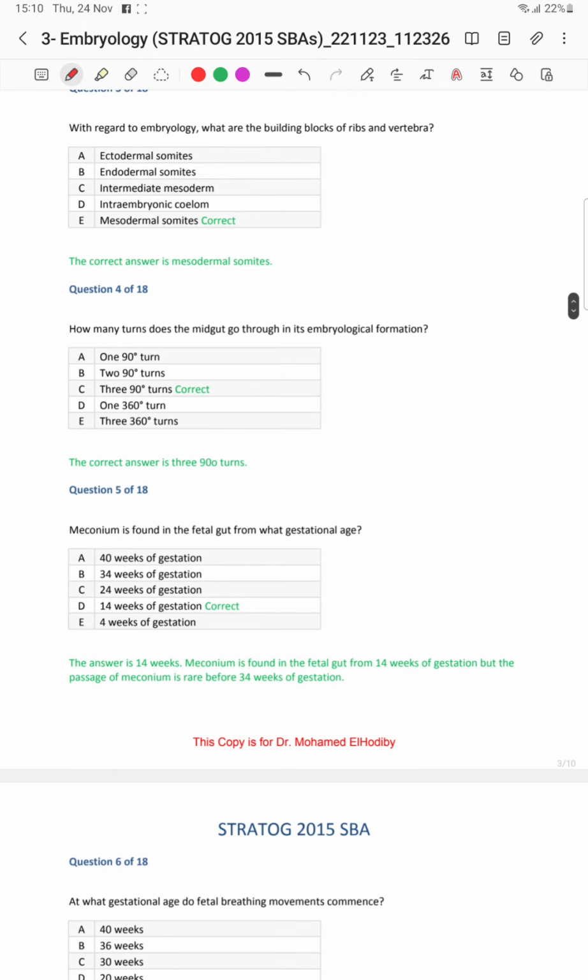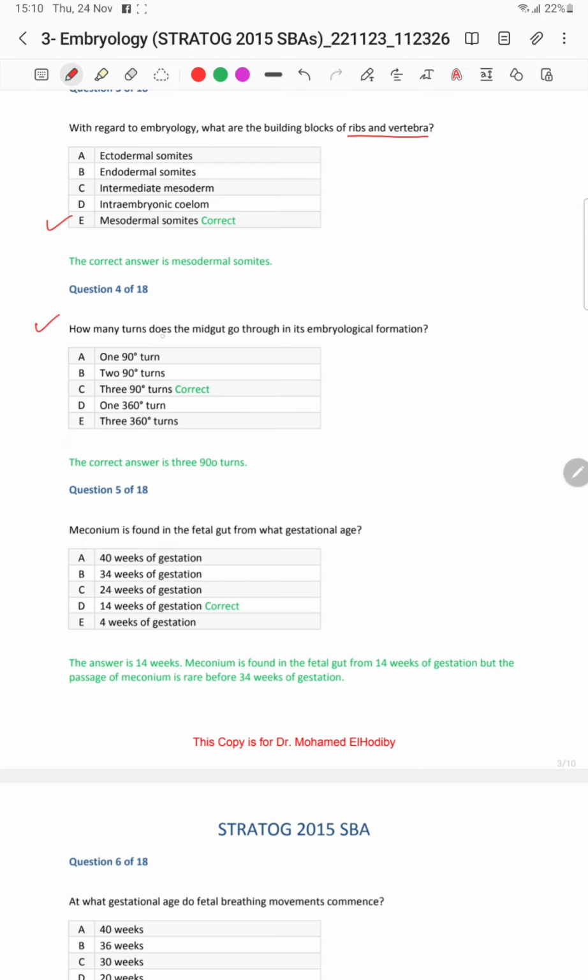Now question number 3. With regard to embryology, which are the building blocks of the ribs and vertebrae? The answer is the mesodermal somites. We have discussed in our reading lecture that the mesodermal somites are the building blocks of the ribs and the vertebrae.